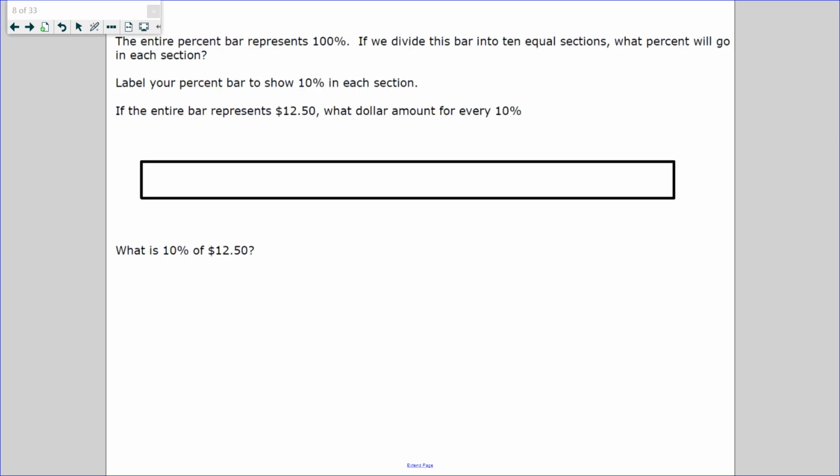So what you're going to do, here's one. We're going to be doing this together, and you can be doing some on your own. The entire bar represents 100%. If we divide this bar into 10 equal sections, let's do that right now. Divide this into 10 equal sections. What percent will go in each section? If this represents 100%, then it'll be 10% in each section. So 10% goes in each section.